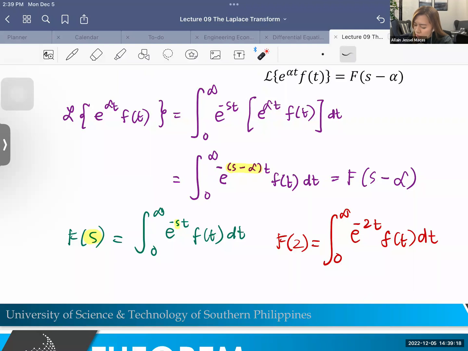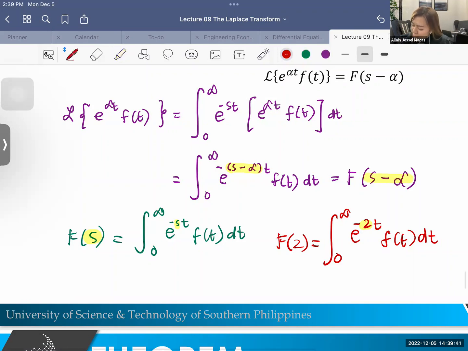Okay? So we have no more questions. The negative there, ma'am? Yes, because based on this, the negative we did not consider. Right? Sorry, ma'am. Okay. That is 2. So meaning, neglecting the negative, it becomes s minus alpha.